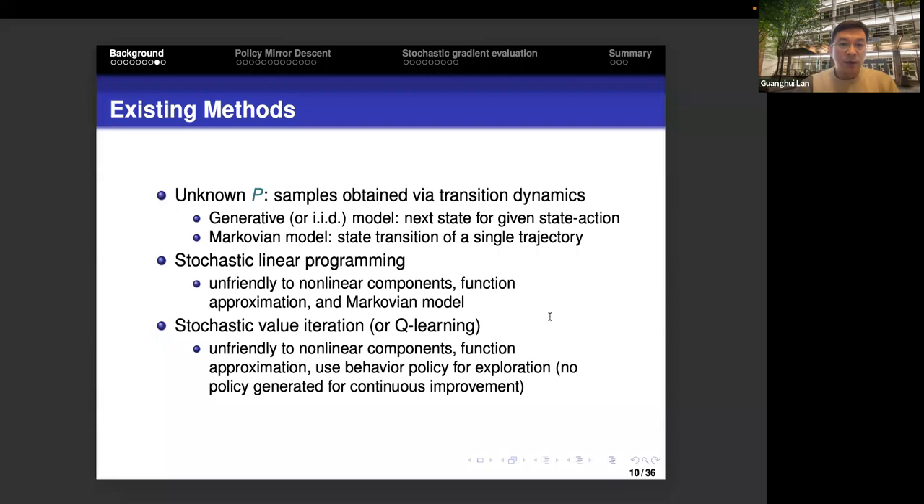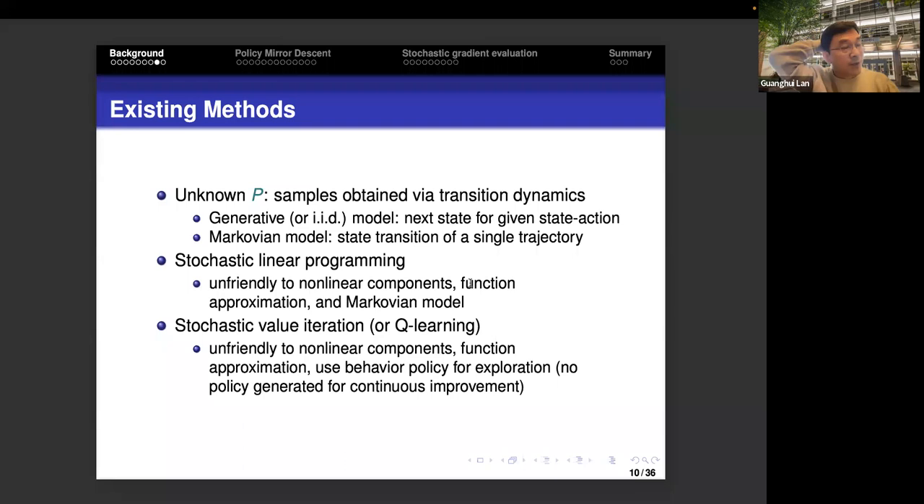One is based on linear programming. For MDP, we know there are different types of algorithms: linear program-based approach, value iteration and policy iteration. And in the stochastic setting, or in RL, there are counterparts for those three basic methodologies. So for linear programming, we can develop a stochastic linear programming approach. However, this type of approach is not friendly to nonlinear components.